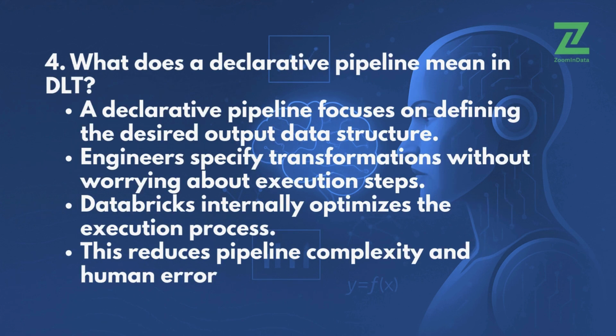What does a declarative pipeline mean in DLT? A declarative pipeline focuses on defining the desired output data structure. Engineers specify transformations without worrying about execution steps. Databricks internally optimizes the execution process. This reduces pipeline complexity and human error.